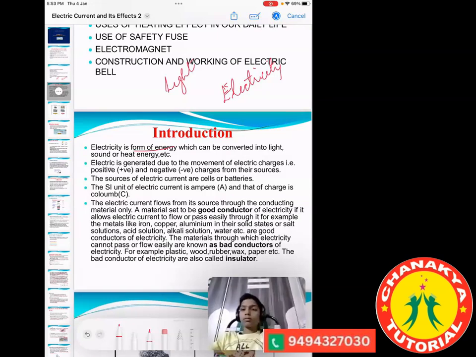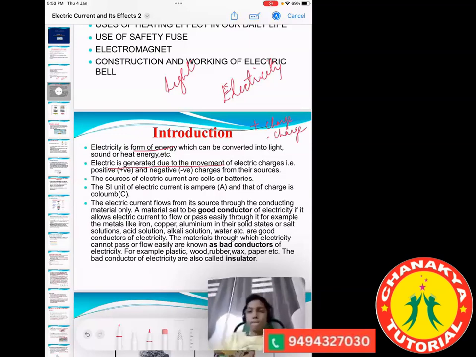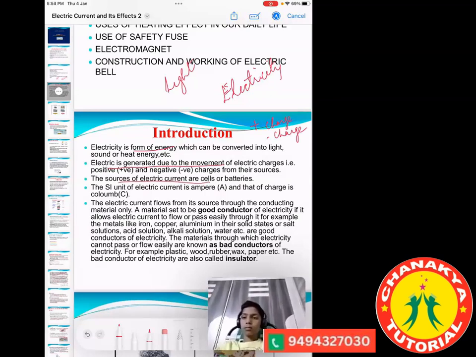Electric current is generated due to the movement of electric charge. Why does this happen? It happens because of the movement of electric charges. We have two charges, one is positive charge and the other one is negative charge. The sources of electric current are cells or batteries. The SI unit of electric current is ampere.